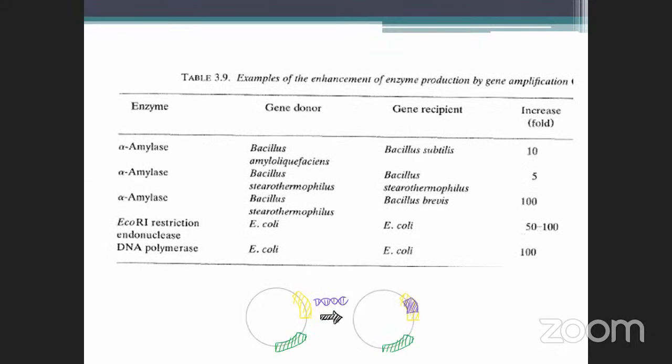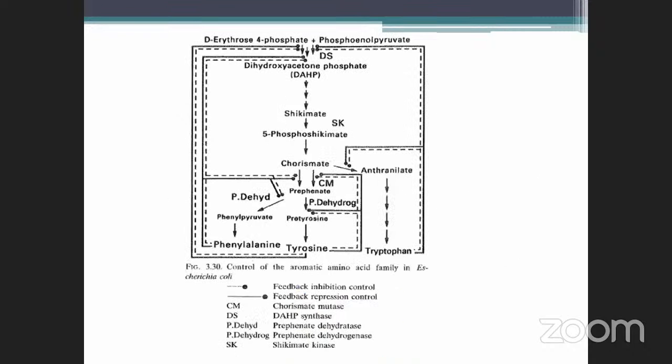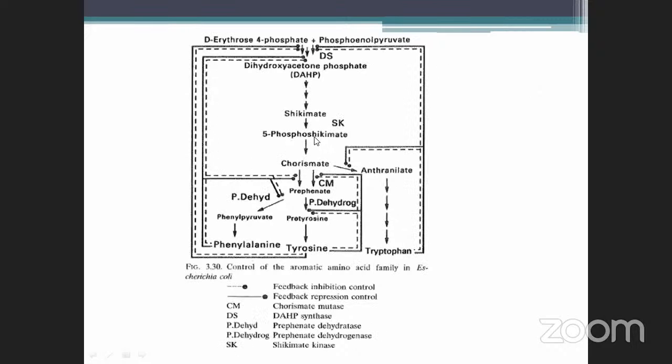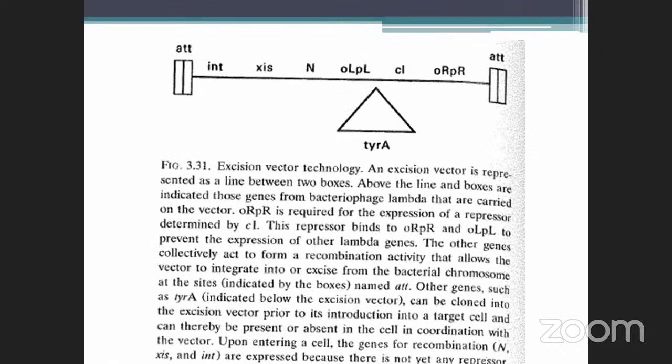The example of enhancement of enzyme production by genetic amplification has the same donor, Bacillus, and sometimes the recipient is also a Bacillus group organism. We are not discussing that genetic pathway. This is the blockage of certain particular enzymes. This is control of the aromatic amino acid family in Escherichia coli. Feedback inhibition control is there. If you overcome that part, then the concentration of that product will be increased.